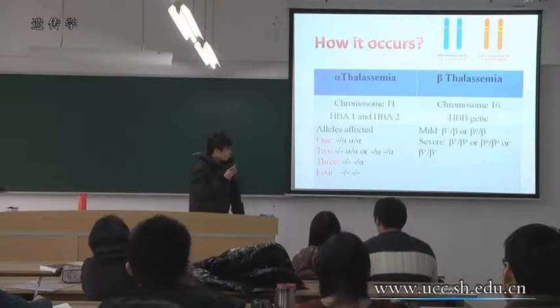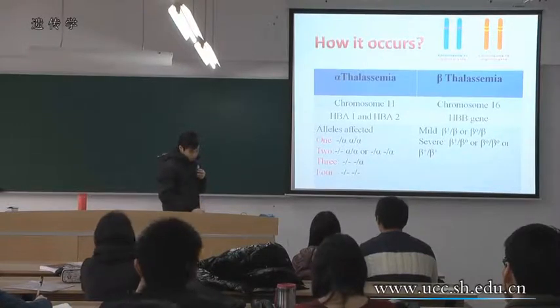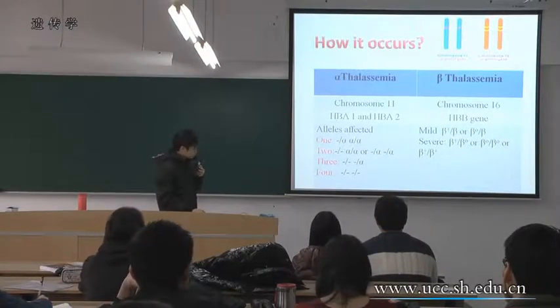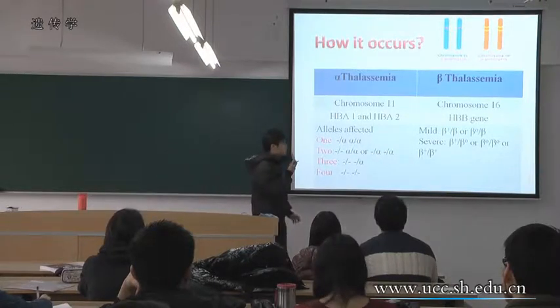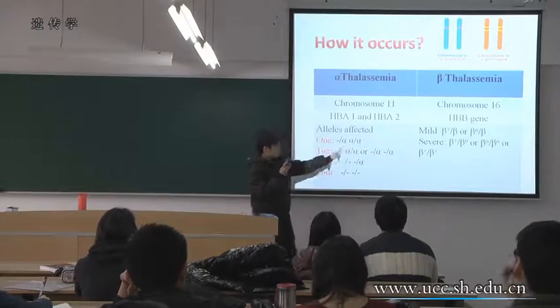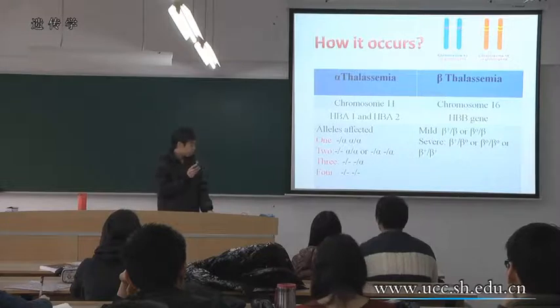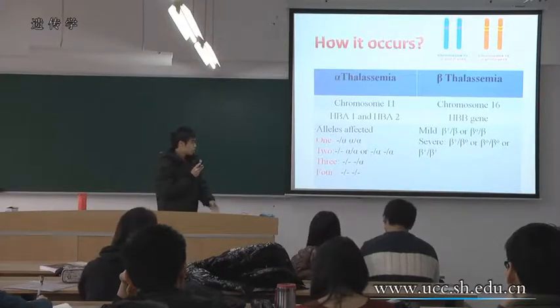For beta thalassemia, the mutations are characterized as beta 0 if they prevent any formation of beta globin gene. For beta plus, no beta gene can be formed in the hemoglobin or red blood cells.